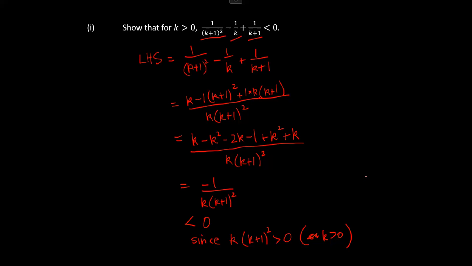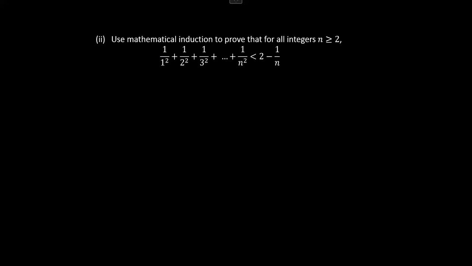Okay, now we're going to have a look at the induction part of the question. So use induction to prove that for all integers n is greater than or equal to 2, that sum on the left hand side, which is 1 over the sum of all the square numbers, is less than 2 minus 1 on n. So the first thing to notice is that we need to prove if n is greater than or equal to 2. So using n equals 1 as our starting value won't work here. The smallest value that it should work for is 2.